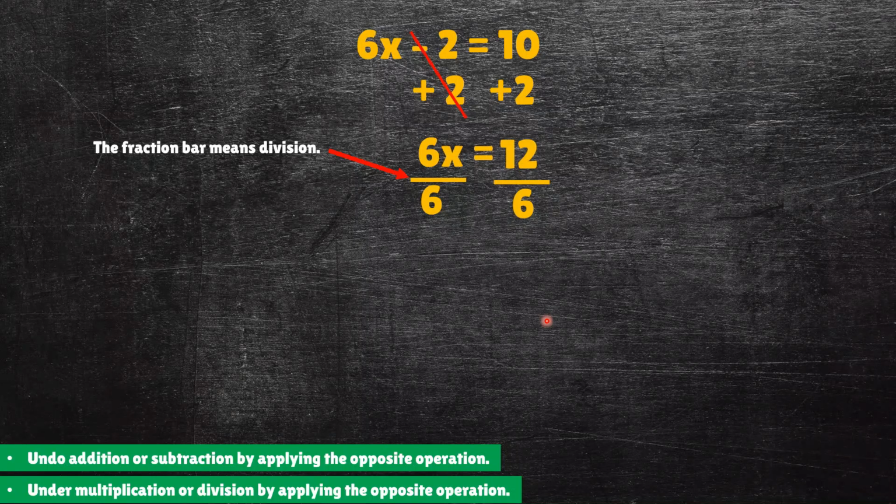If we focus on the left side, we have 6x divided by 6, and 6 divided by 6 is 1. So that will leave us with x. If we focus on the right side, we have 12 divided by 6, and 12 divided by 6 is equal to 2. So we have our solution, x is equal to 2.